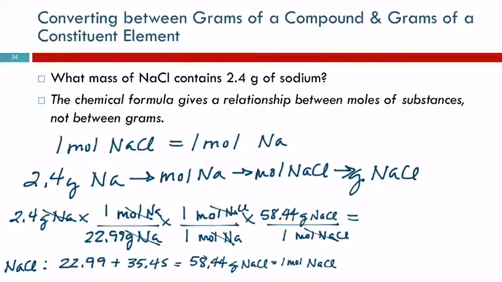2.4 divided by 22.99 times 1 divided by 1, that's not going to change anything, times 58.44 equals, and because I started with 2 significant figures and everything else in there is either exact or has more, I'm going to end up with 2 significant figures, and I'm going to get 6.1 grams of sodium chloride.